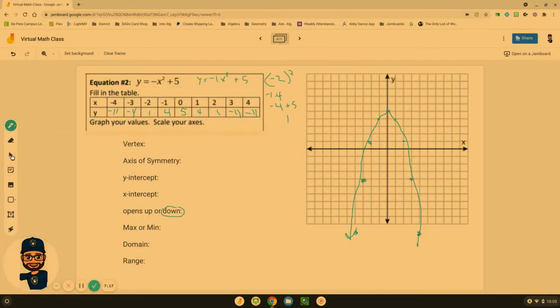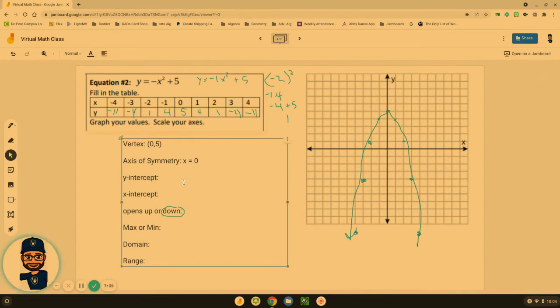Down. All right. Now, the vertex. Remember that 5 shifts everything up. So we are now at the point (0, 5) for our vertex, way up here at the top. Where is the axis of symmetry? Well, it's still at x equals 0 because it goes through the middle of this graph and it's that vertical line.